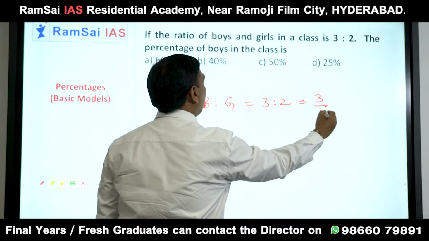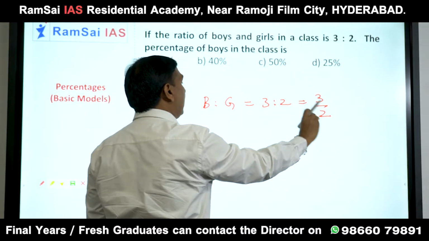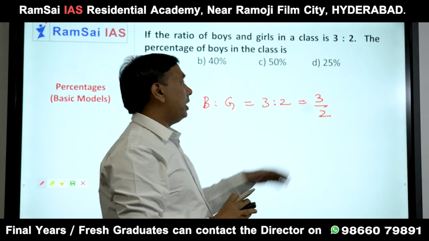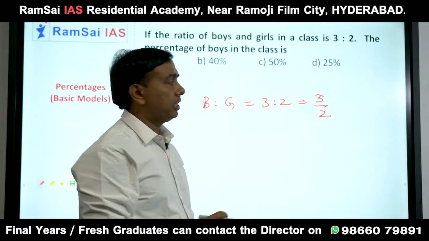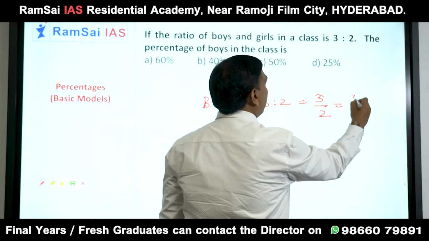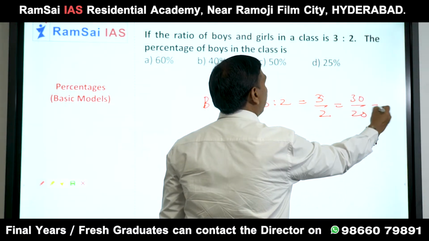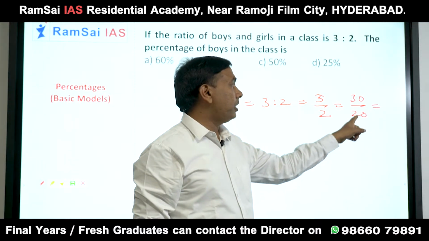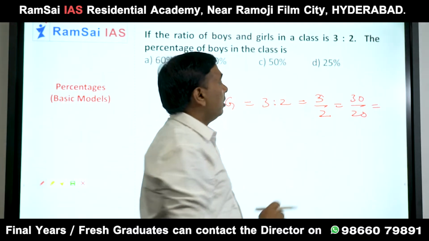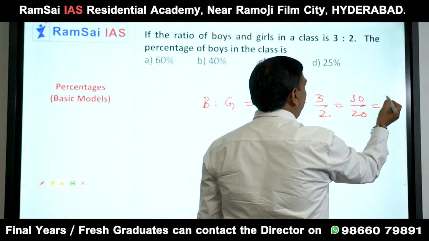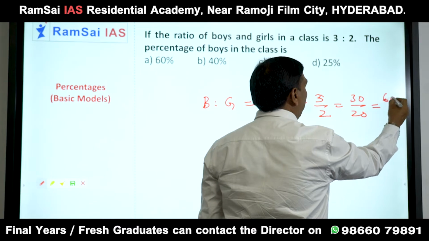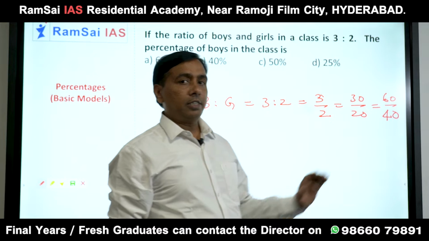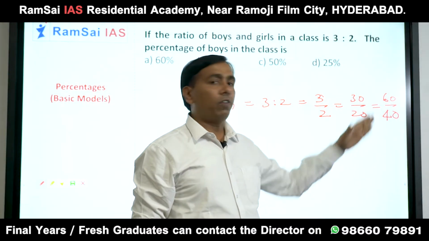The ratio is 3:2. That means if there are 3 boys in the class, then there must be 2 girls in the class. So if there are 30 boys, there must be 20 girls. 3:2 is the same as 30:20. If this is doubled, what happens? 60:40. If there are 100 members in the class, the boys are 60 and the girls are 40.